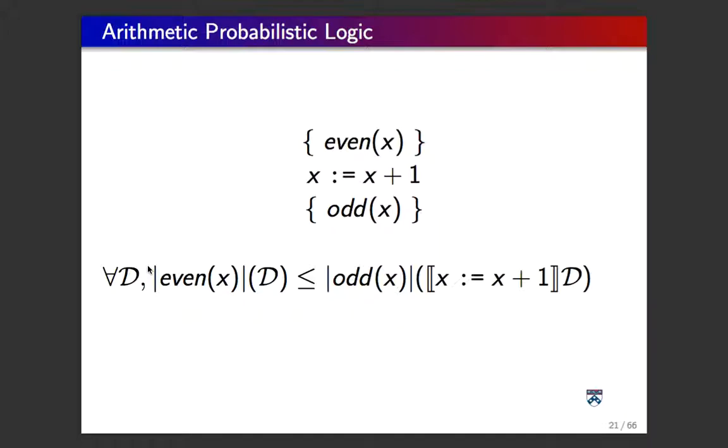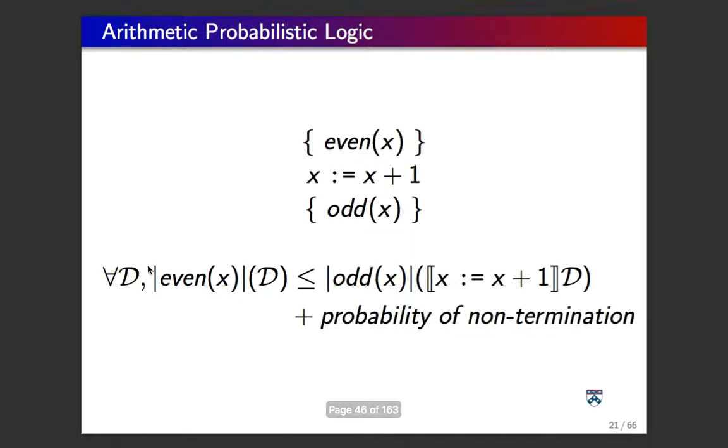So this is comparing two numbers. Even x is a function on distributions. And of course, if we want to make this a logic about partial correctness, we want to add here the probability of the program non-terminating. And this is related to something called weakest liberal preconditions, liberal meaning we're taking the probability of non-termination and adding it to the postcondition.